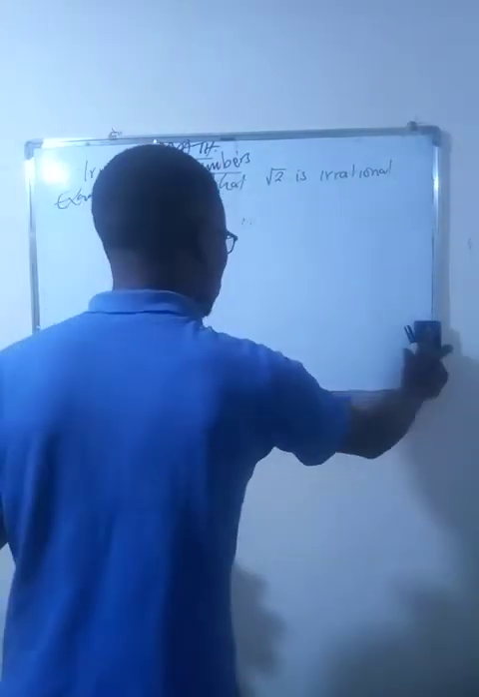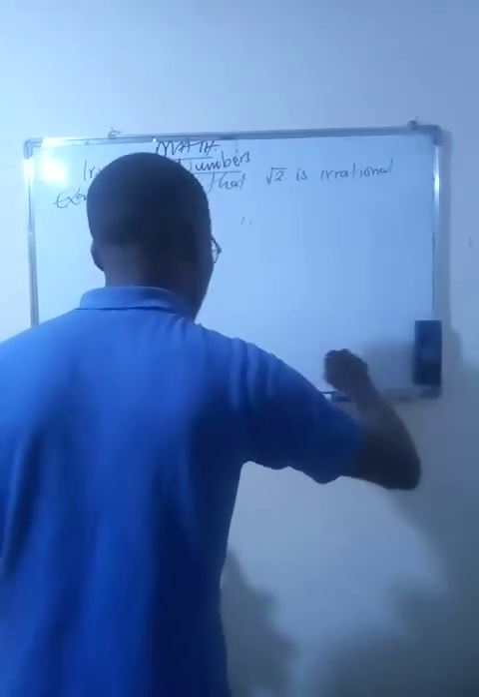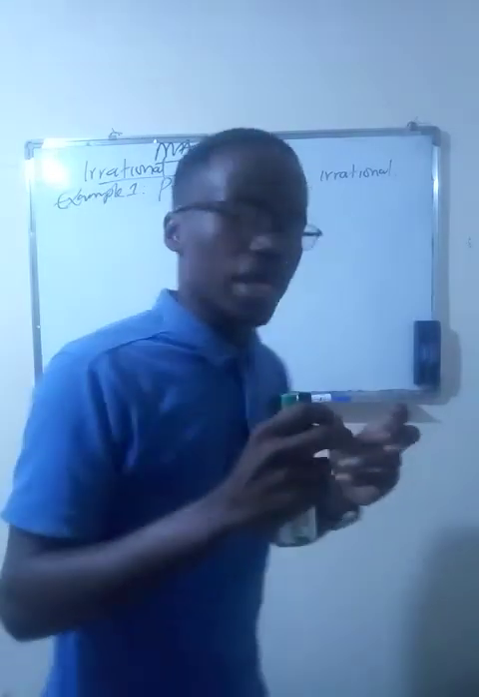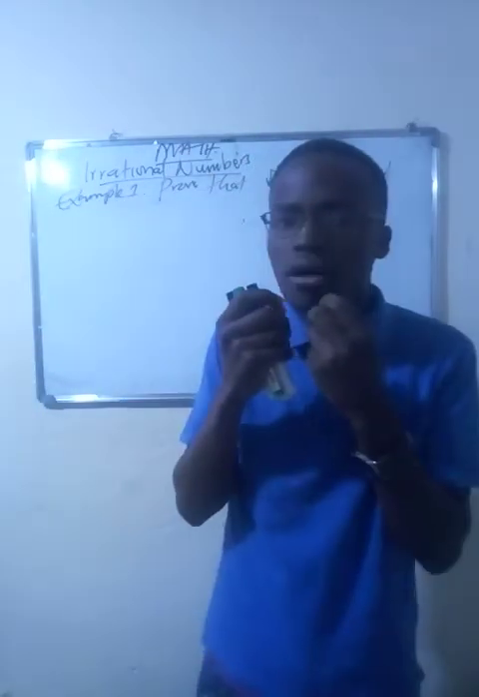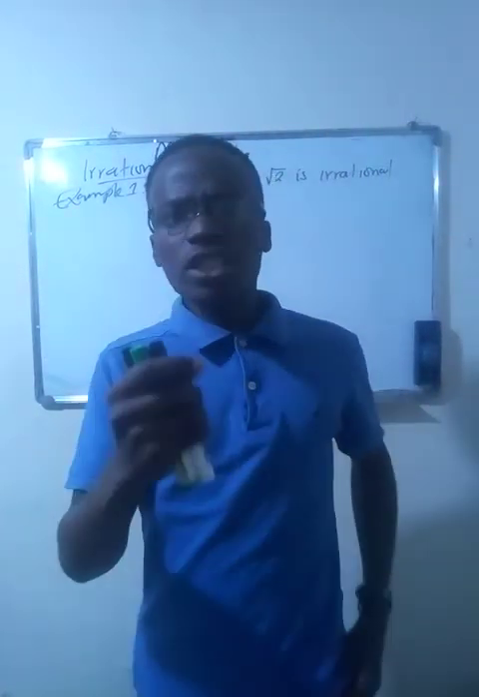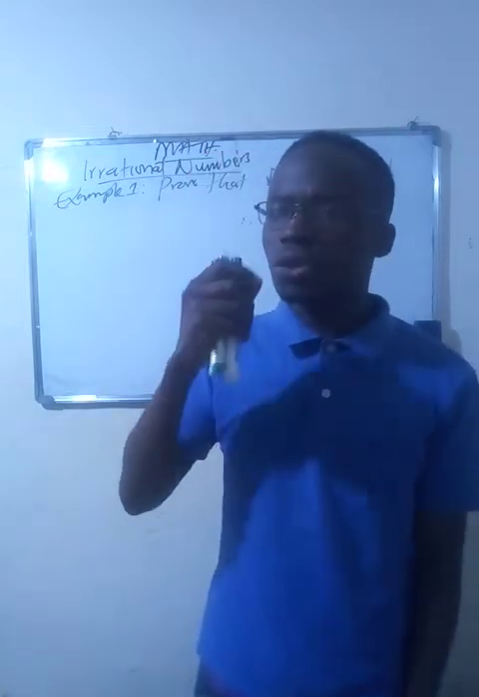Okay. So how do we go about it? Now, we use the definitions that we gave. The first definition, remember we said that an irrational number is a number that cannot be written in the form a over b, where a and b are integers, right? Now, my friends, here we use a method called contradiction. We prove by contradiction.